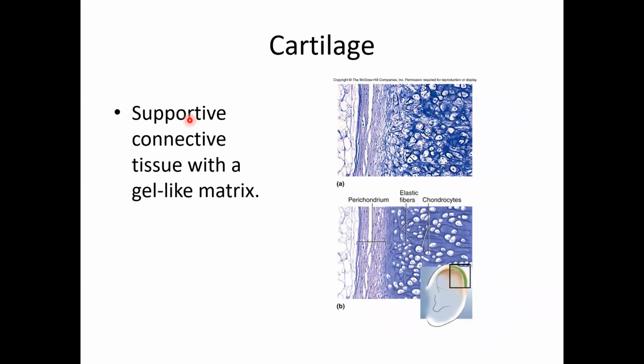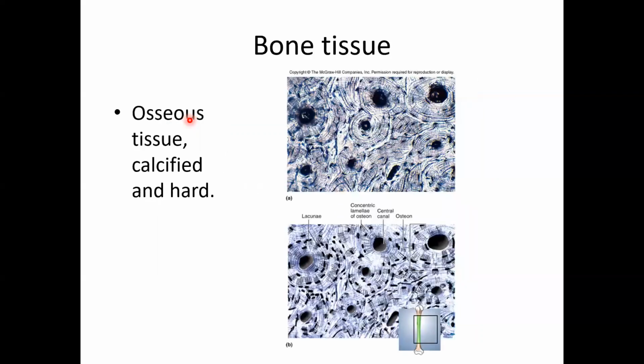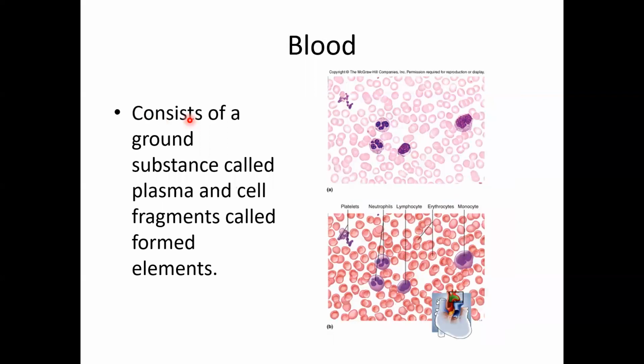Cartilage is avascular. We'll talk a lot more about cartilage later, but there are no blood vessels in cartilage. We have sort of a gel matrix, and the major cells here are chondrocytes. Again, more on cartilage later. Bones are calcified. Here, our extracellular matrix is bone. More on this later. Blood is still connective tissue.